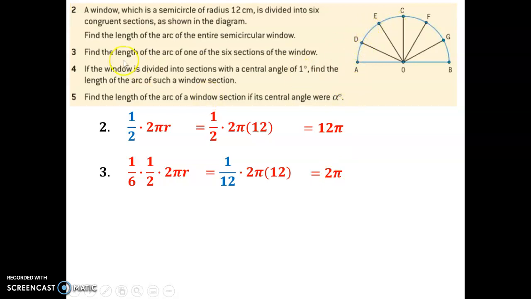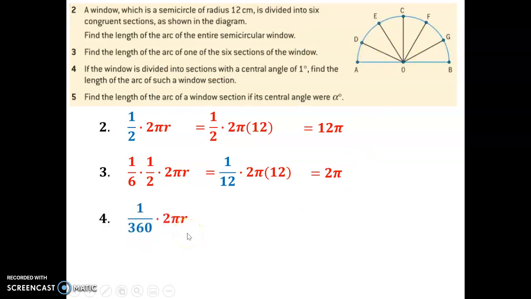Okay, if the window is divided into sections with a central angle of 1 degree, this was divided into 6 sections, but now each of the sections has an angle of 1 degree. Find the length of the arc of such a window section. What would be the length of the arc if each of these was 1 degree, this angle?